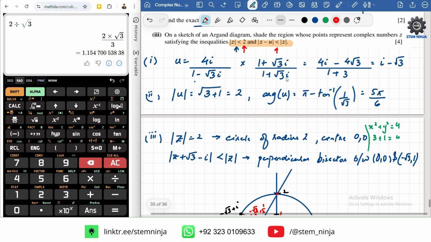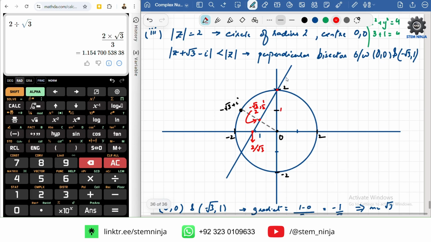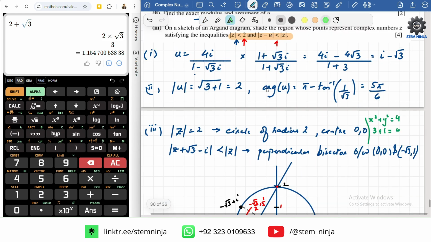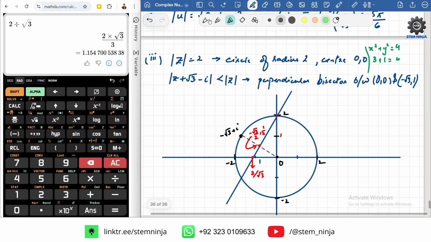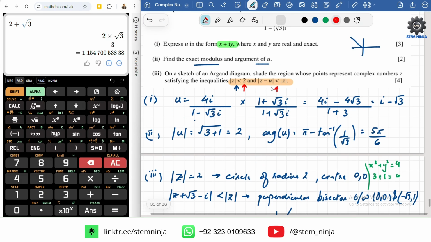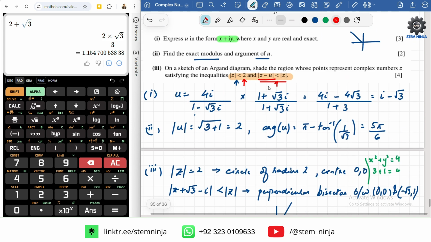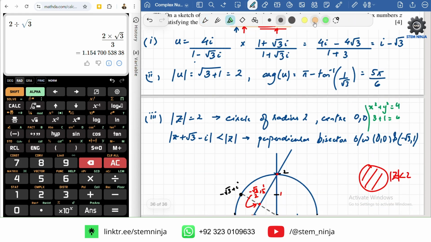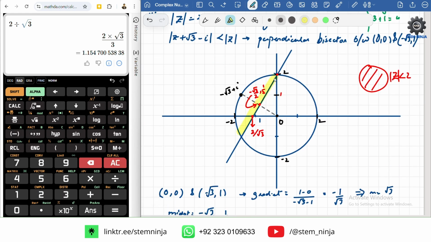Mod z less than 2 means the entire circle, right? Everything inside the circle. That would be mod z less than 2. But when you combine it with this, it means that it's closer to u than to z. So basically your region that you're actually highlighting would be this one.